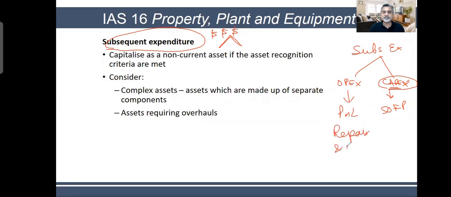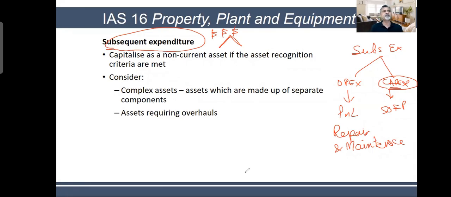and maintenance. Maintenance, the word maintenance, what does that mean? Maintenance means maintain. If I'm spending some money and it maintains the asset, it is not increasing the capacity of the asset, this money is spent only to maintain the capacity of the asset, then it is repair and maintenance. For example, I'll start with some smaller scenarios, and then move on to slightly difficult ones.